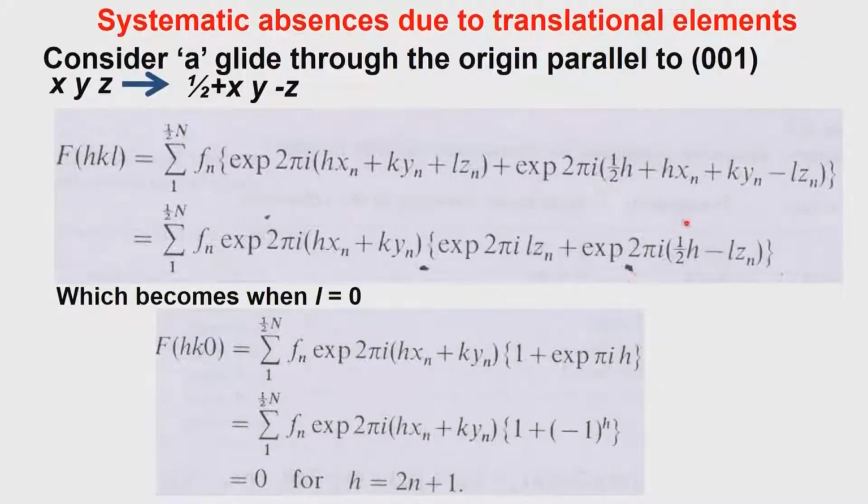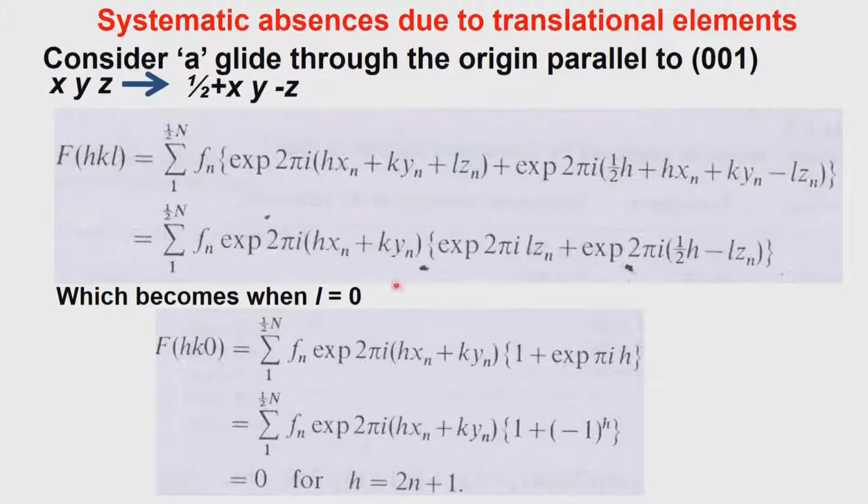In other words, we had expressions of this kind, exponential 2 pi i h by 2, but we did not have any of the independent axis that is associated with it. So, when we have an A glide parallel to 001, we look at not the general reflections. So, there will be no general systematic absence. For example, a primitive space group P A will not give any systematic absence associated with general reflections, but the A glide will give systematic absences when L is put equal to 0.